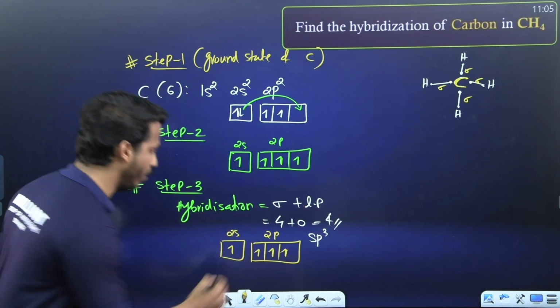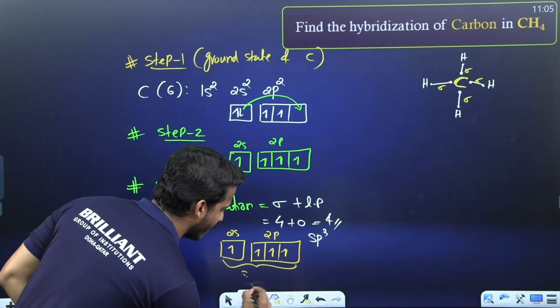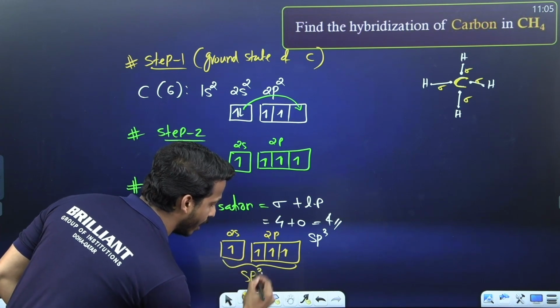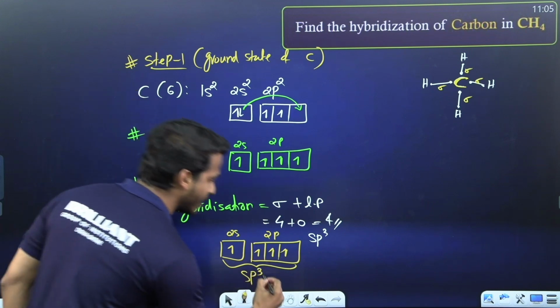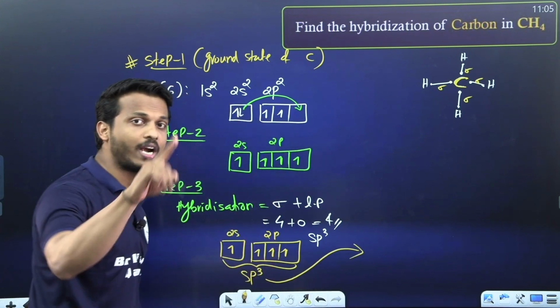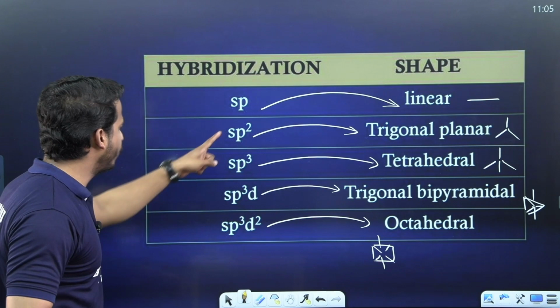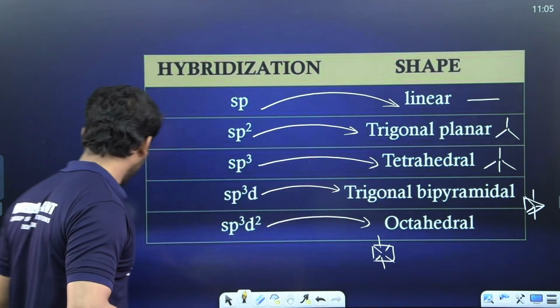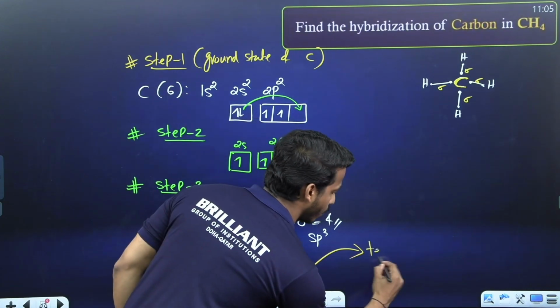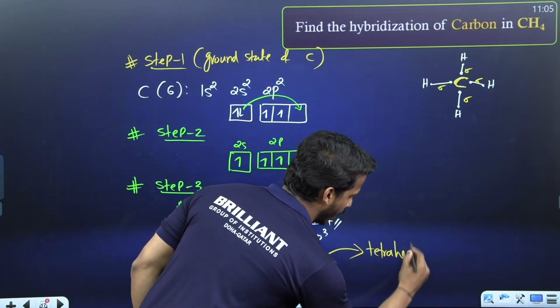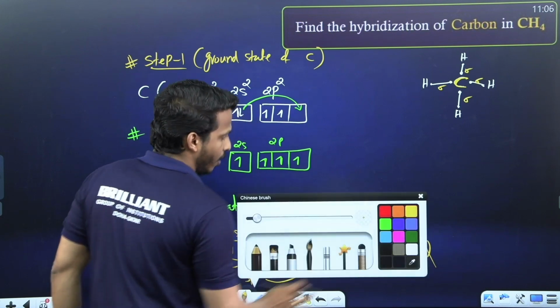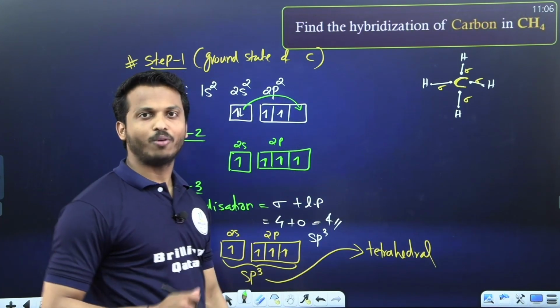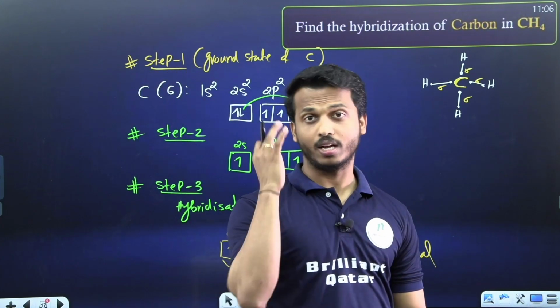So sp3 mixes 1 s orbital and 3 p orbitals. sp3 means we already know the shape. If the hybridization is sp3, the structure is tetrahedral. So what is the shape of the methane molecule? Tetrahedral.